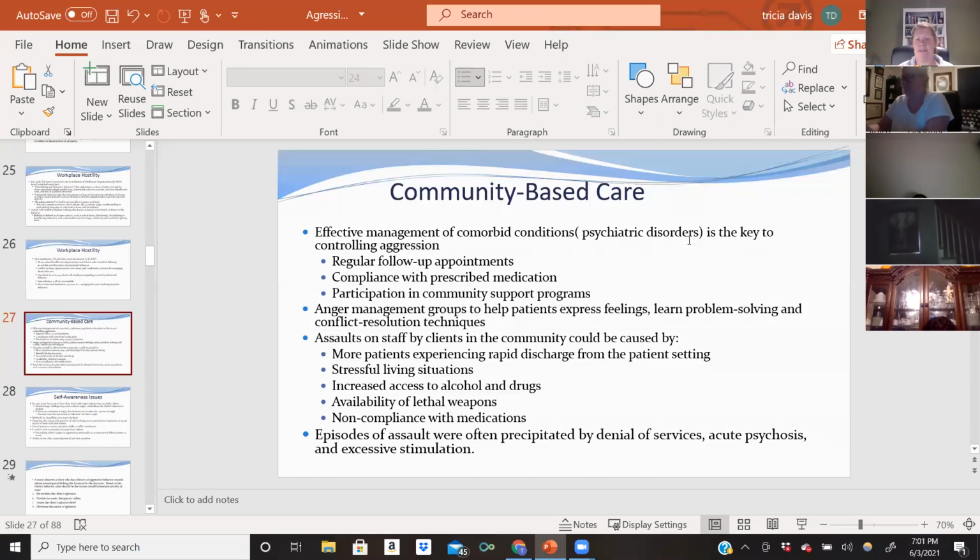We see patients that have stressful living situations. They have increased access to alcohol and drugs. They have the availability to get lethal weapons. And then obviously if they're not compliant with their medication. Statistics show that episodes of assault were often precipitated by a denial of services, acute psychosis, and excessive stimulation.